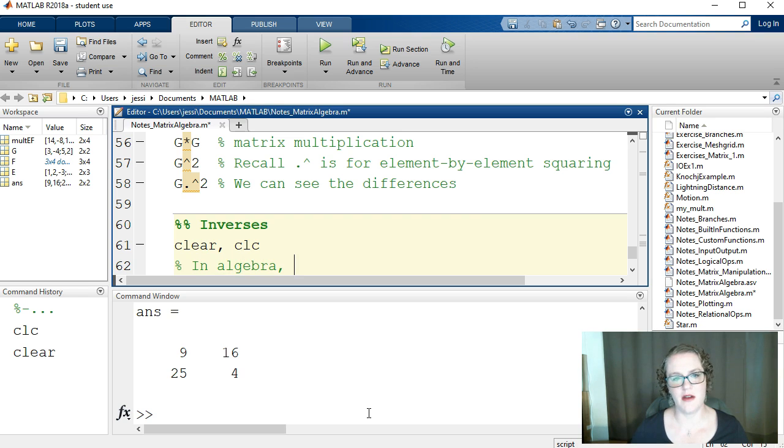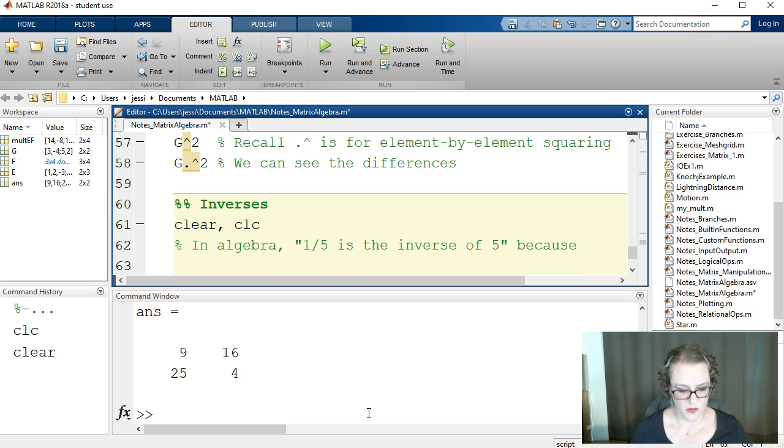In algebra, we say 1/5 is the inverse of 5. It's the multiplicative inverse, or the reciprocal, because when we multiply 1/5 times 5, we get 1. And 1 is called the multiplicative identity. There's also an additive identity, which is called 0.